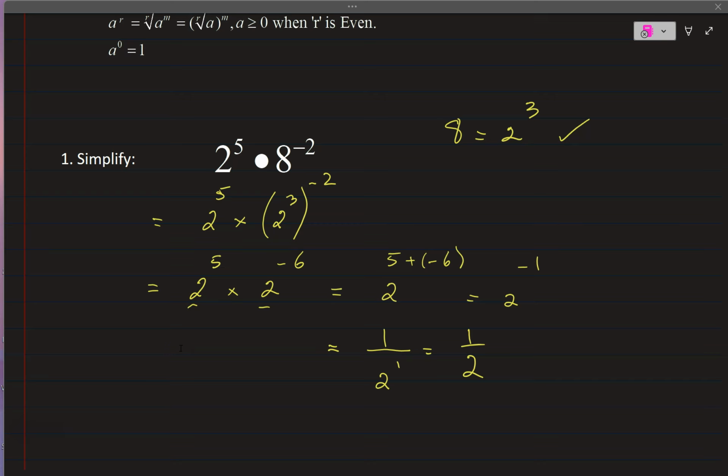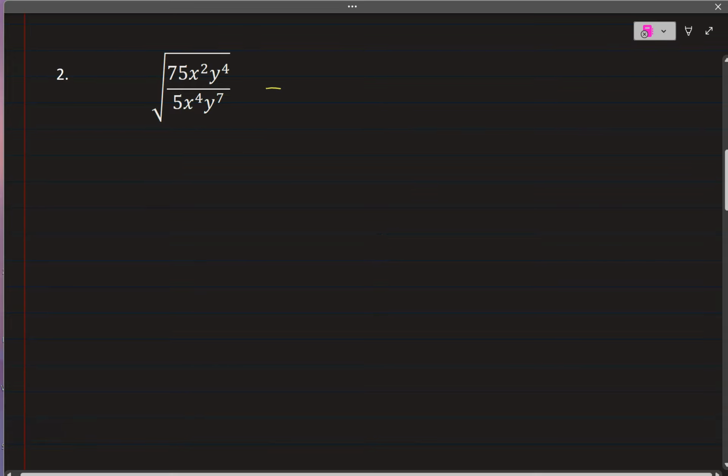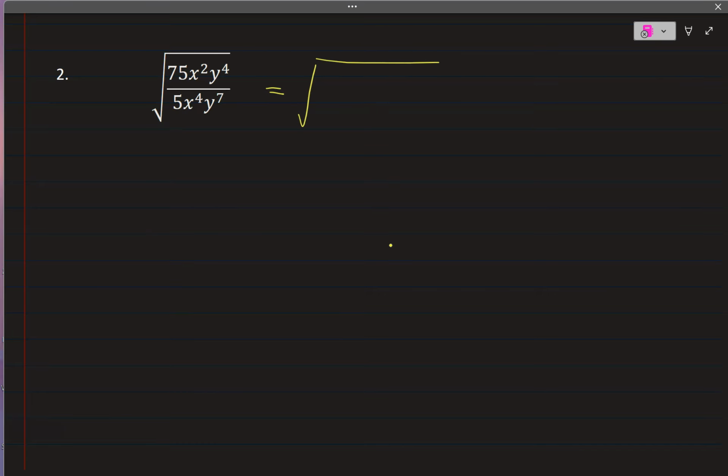Let's look at the second question. We have this expression and we want to simplify it. There are a few things involved here, and a few ways to do this. It makes sense to get rid of what you can right away in terms of division. So 75 and 5; we're going to leave the square root alone. 75 divided by 5 is 15.